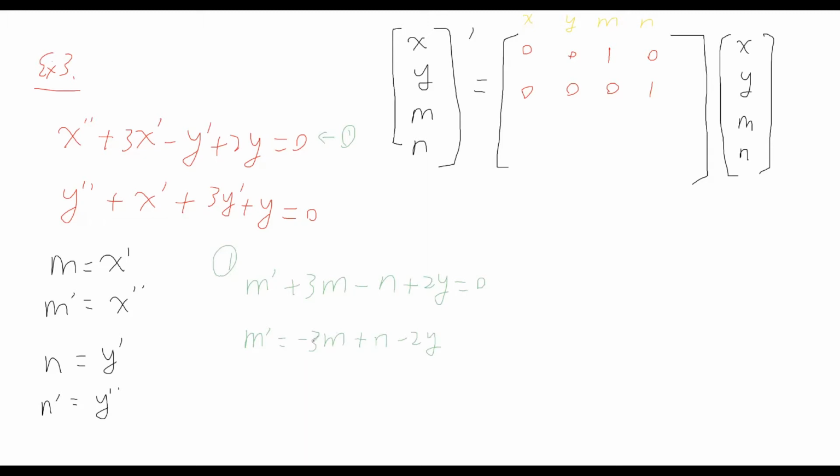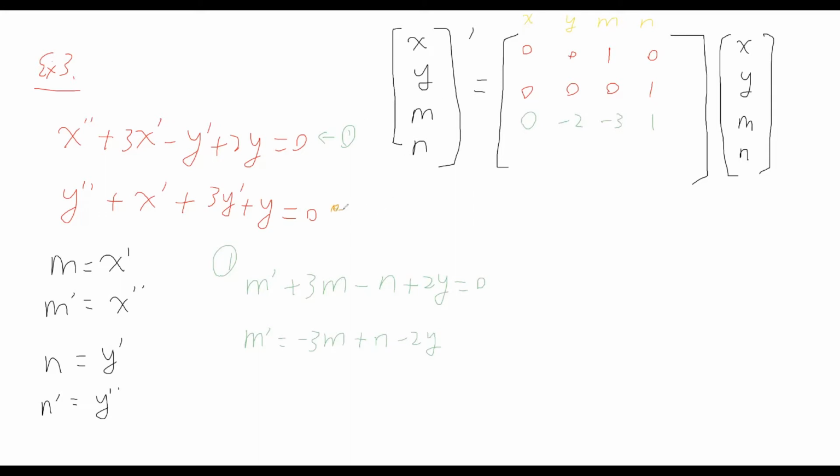So let's just take the coefficient and put it in here. All right, so m prime is equal to negative 3m. So m is negative 3 plus n. N is 1. Negative 2 on y, so negative 2, and then x is 0, right? Because we don't see x in there. All right, next, let's look at the second equation.